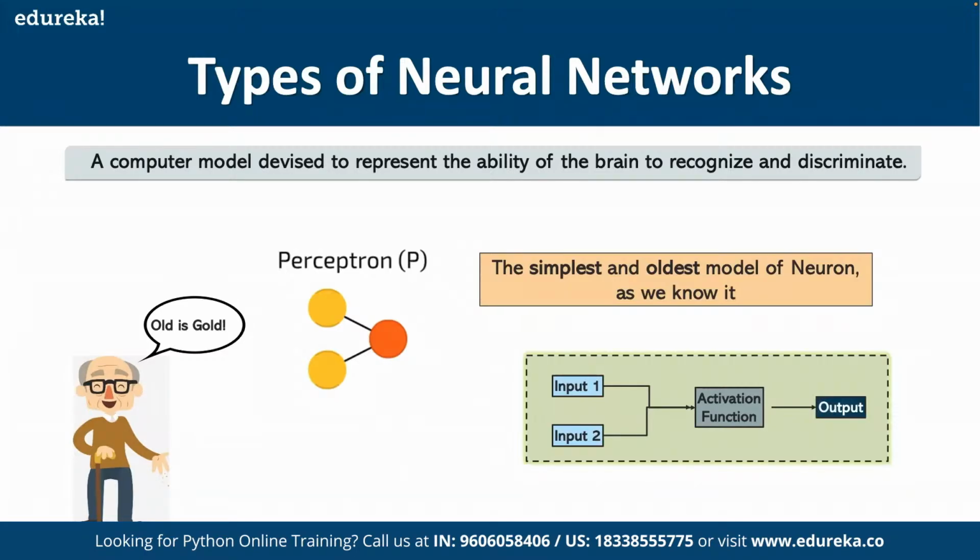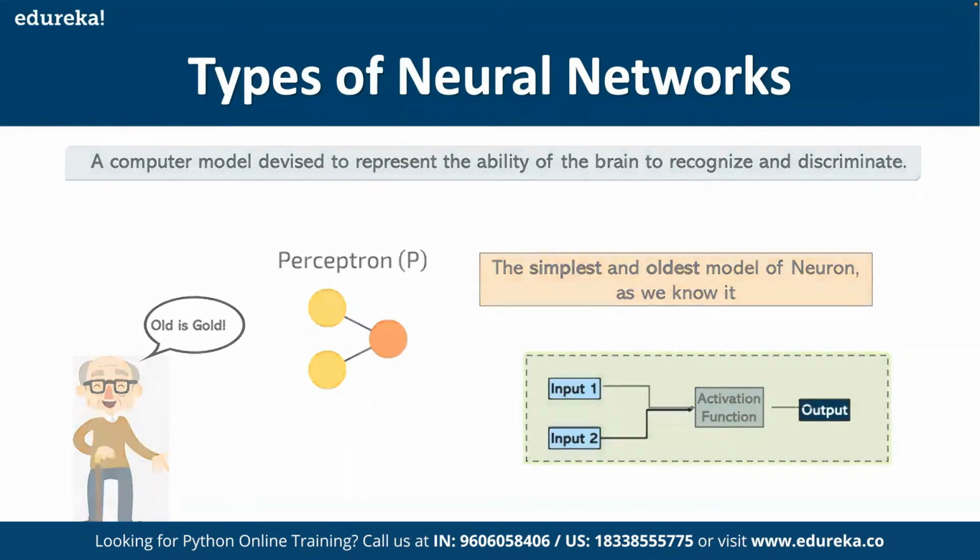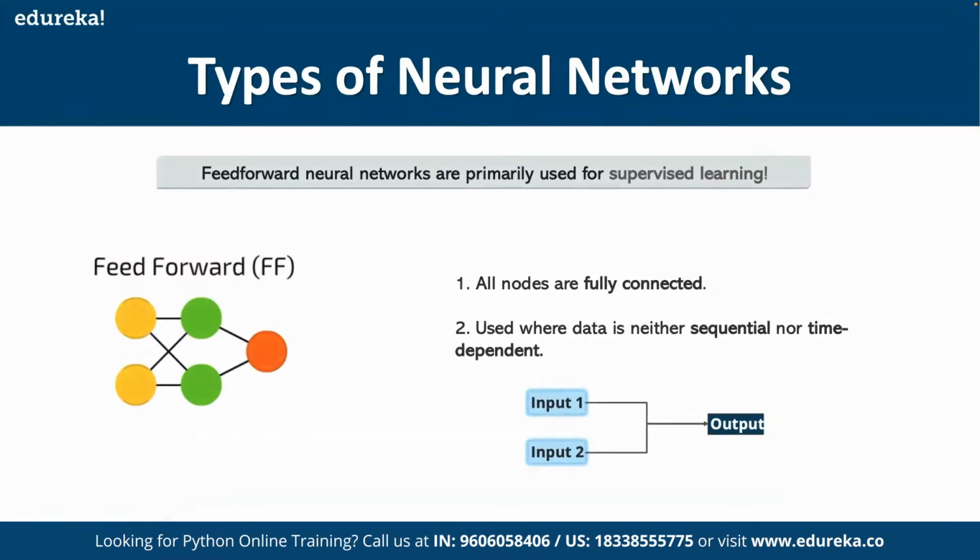Here, this is a simple classifier which has been built by the researchers. Apart from the perceptron, increasing the complexity, we've got another kind of network structure called the feed-forward neural network. In this feed-forward neural network, all the nodes are fully connected. It is used where the data is neither sequential nor time dependent. In such scenarios, we'll make use of this feed-forward layer.